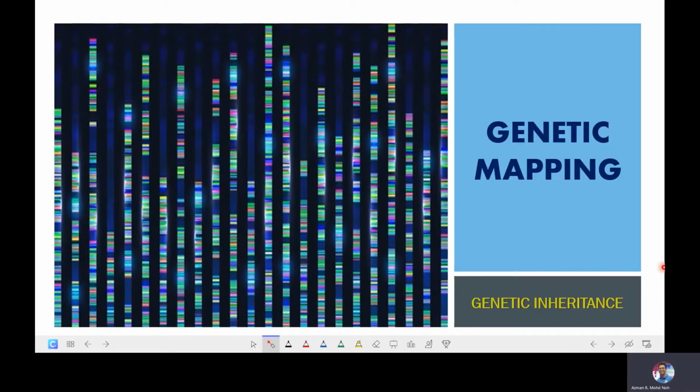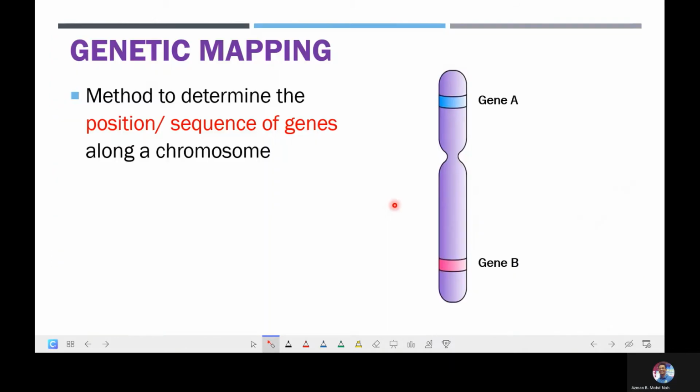Okay, hi semua. Now we will go to the last part for the topic of genetic inheritance, and this will be about the genetic mapping. So what is genetic mapping? It is actually a method to determine the position or the sequence of genes along a chromosome.